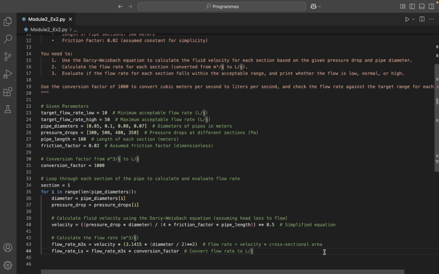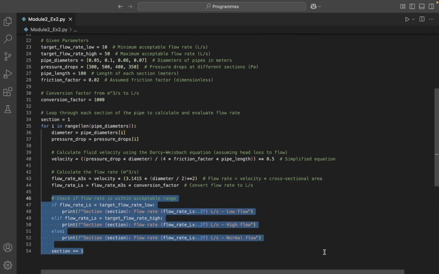Now the answer obtained here is in cubic meters per second. So we need to convert it into liters per second, and we need to use the conversion factor for that. So we have written flow rate in liters per second equals flow rate in cubic meters per second times the conversion factor, that is 1000. It is not mandatory to store the conversion factor in a variable. You may directly mention the same value during the calculation also.